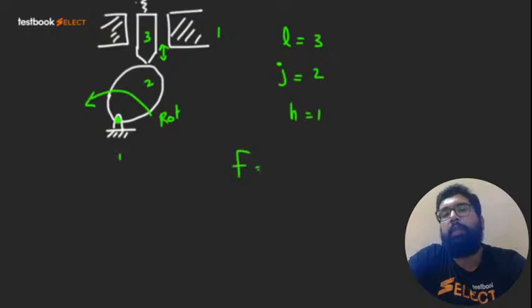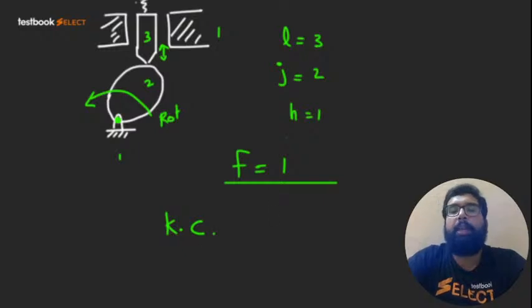So what is the degree of freedom? The degree of freedom is coming out to be one. So whenever the degree of freedom is coming out to be one, it is a kinematic chain. So what we are understanding here is that for a kinematic chain, the number of links can be odd only when a higher pair is used. Very important, right?